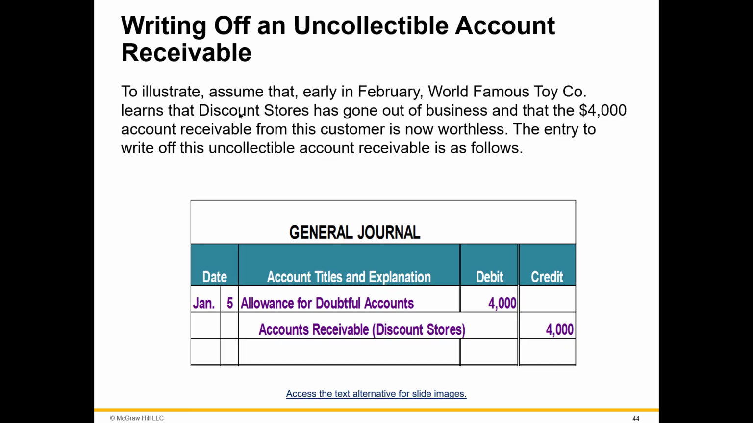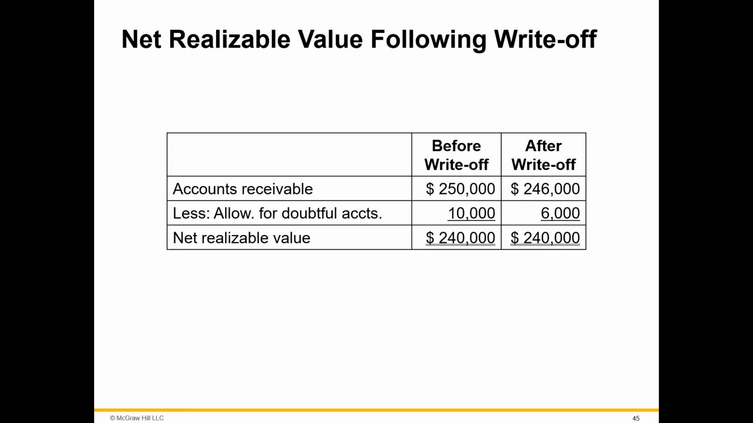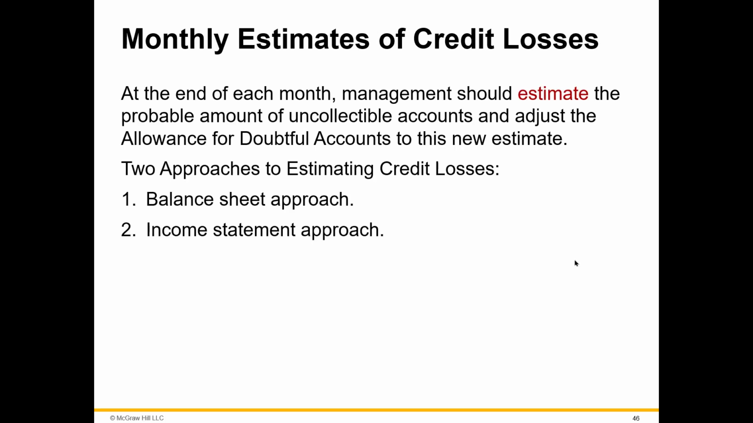Well, now it's a little bit later, and we note that one of our customers, Discount Stores, has gone out of business, and the 4,000 they owed us is now worthless. They're not going to pay. They've gone bankrupt or gone out of business. And so we're going to say, hey, let's reduce that allowance by $4,000, and let's take the accounts receivable off the books. So that would be how we'd write off an uncollectible account. After that write-off, now we have $4,000 less in receivables, and we have $4,000 left in allowance. And so the net realizable value is still going to be that $240,000. So we can see what that might look like.